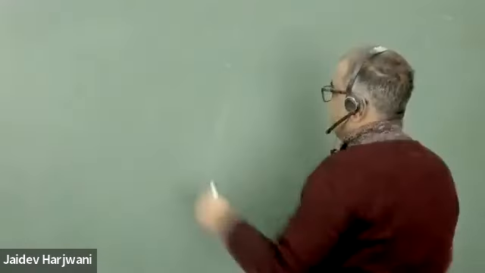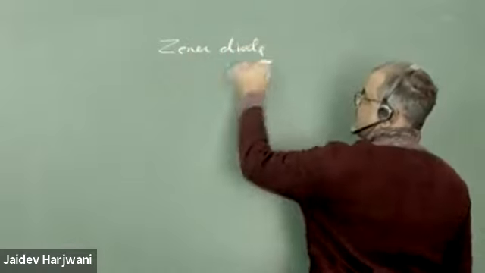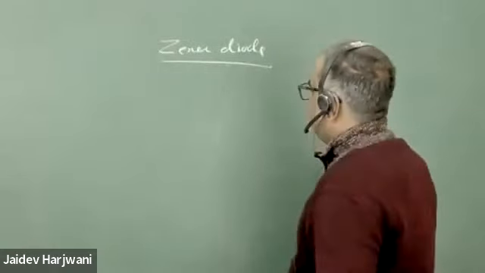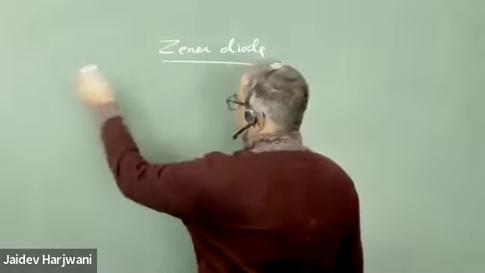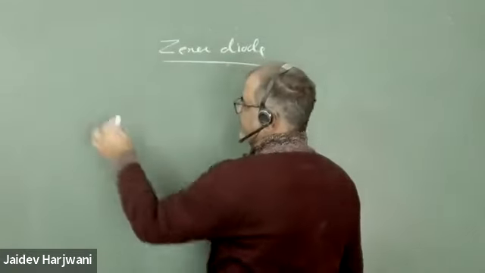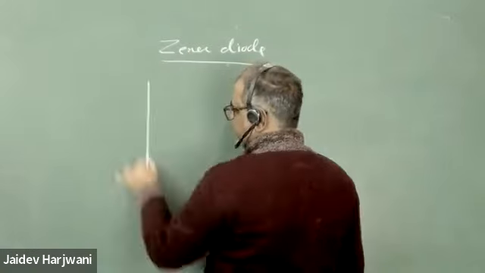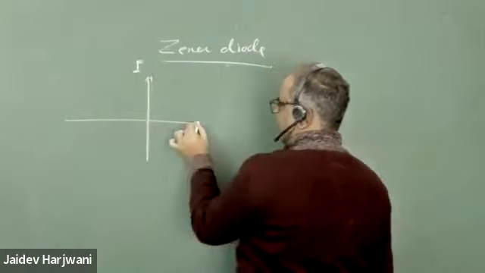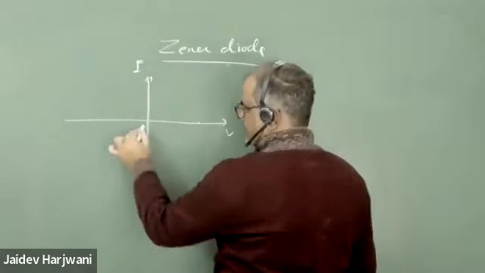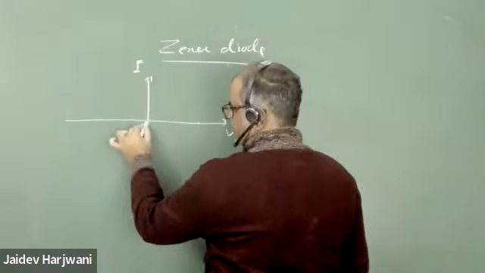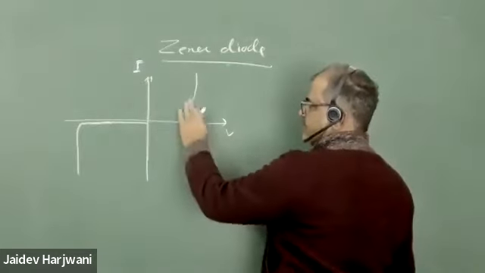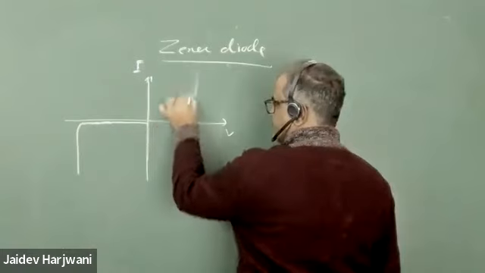Okay. Now I'm starting the Zener diode. So what is a Zener diode? A Zener diode is an ordinary diode, but compared to an ordinary diode it has high doping. If I see the IV characteristics of a Zener diode, this is I and this is V. So this is my IV characteristics, and this is the breakdown.